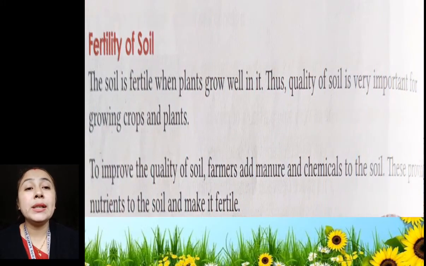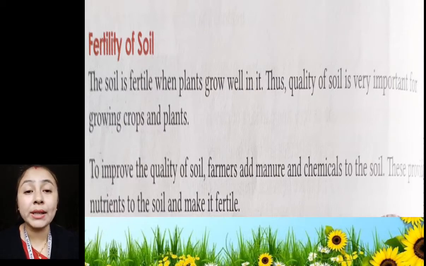So the soil is fertile when plants grow well in it. Thus, quality of soil is very important for growing crops and plants. So what is fertility of the soil? First you need to understand what is fertility. The soil is called fertile when plants grow very nicely in it. So when plants grow well in it, the soil is known as fertile, and thus quality of soil is very important for growing crops and plants.